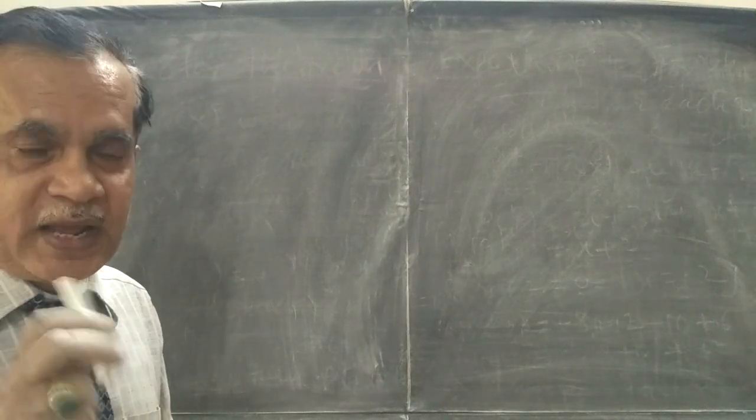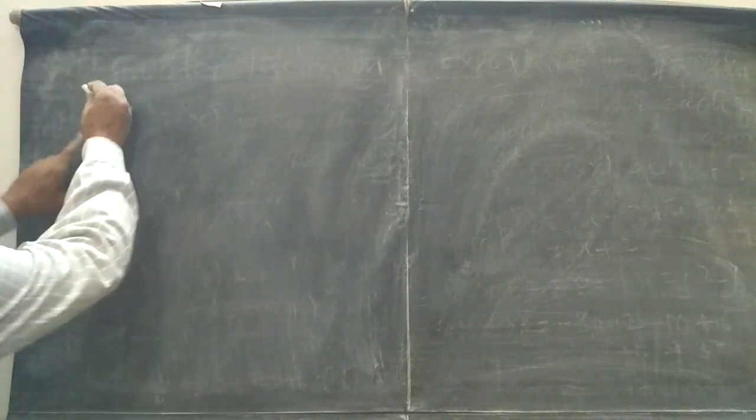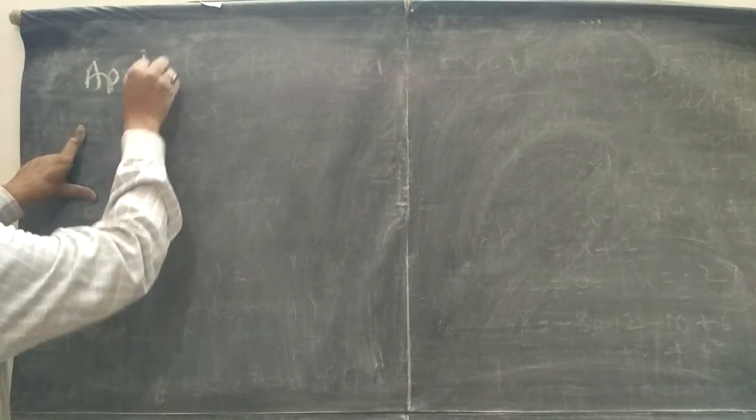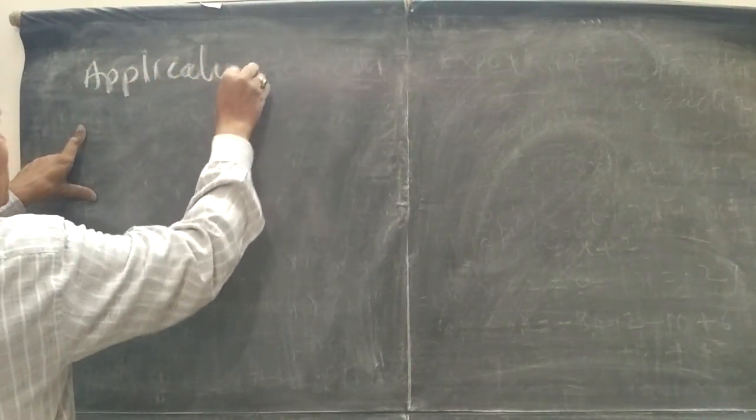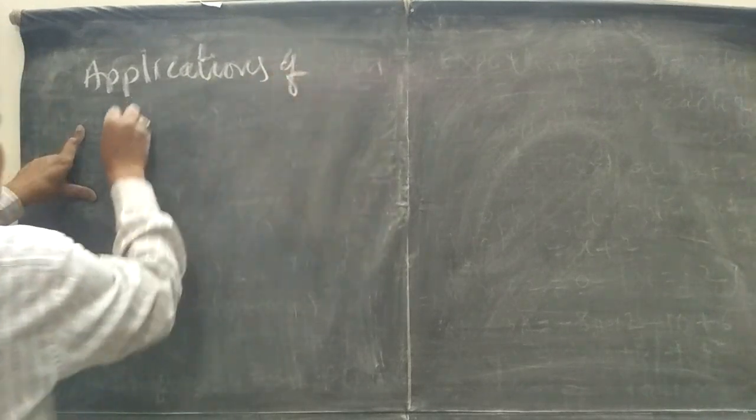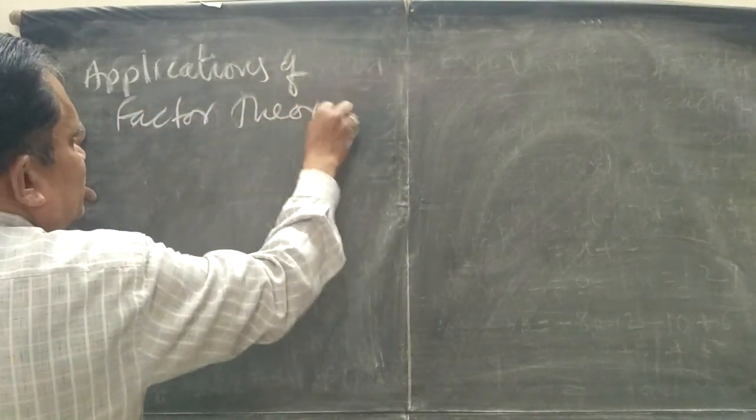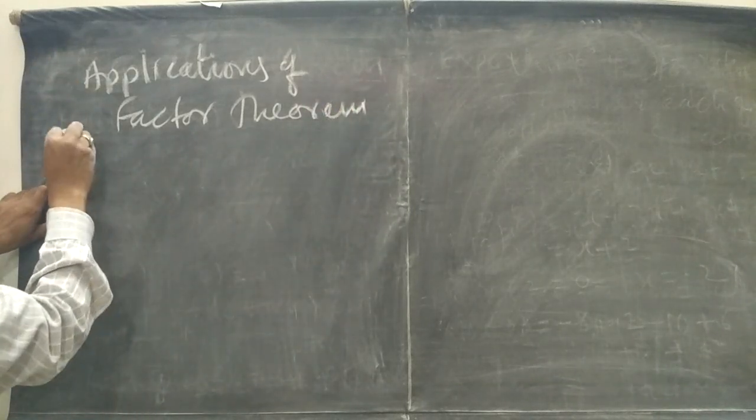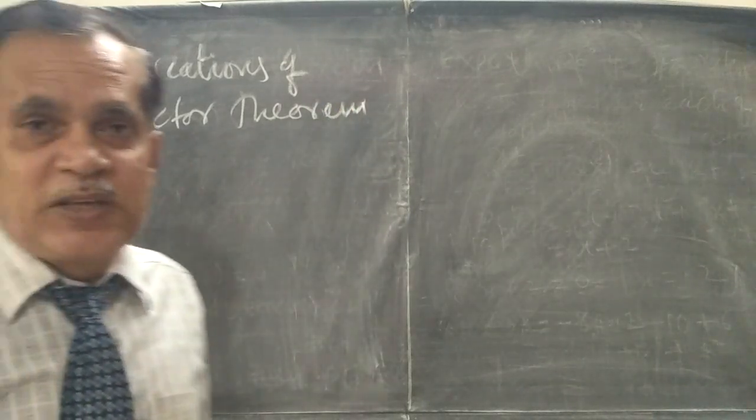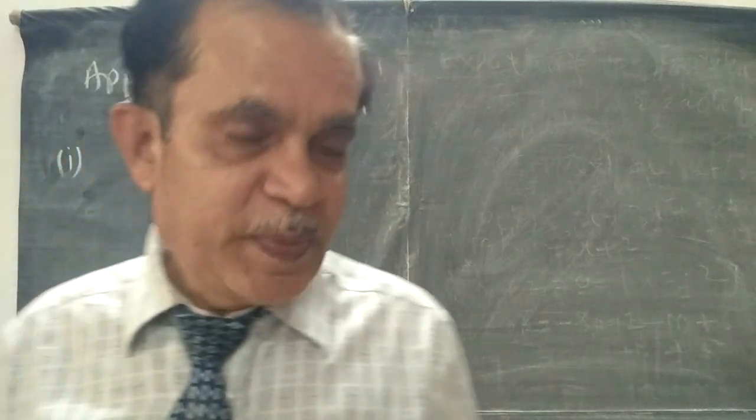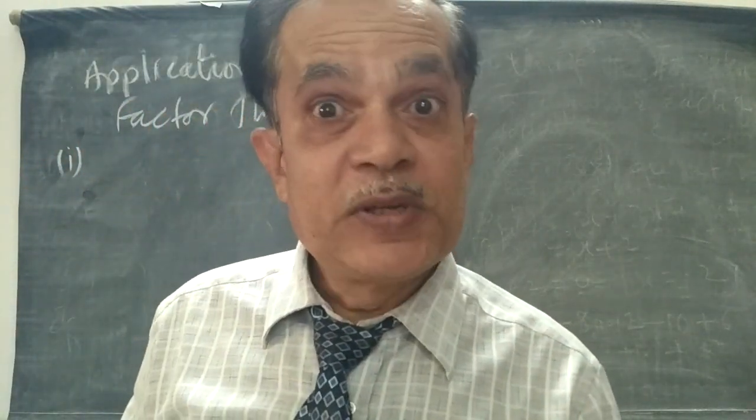Okay. Now we will take applications of the factor theorem. What is that application? They will give a polynomial with a factor, then we find the values of variables in the given polynomial.